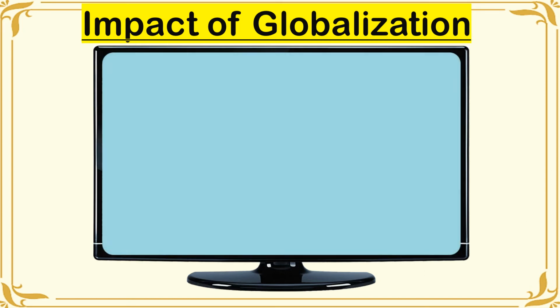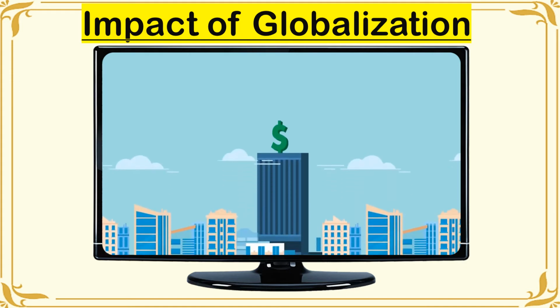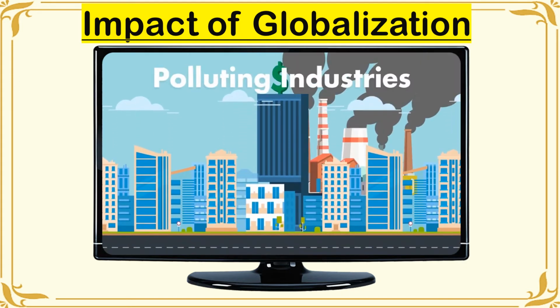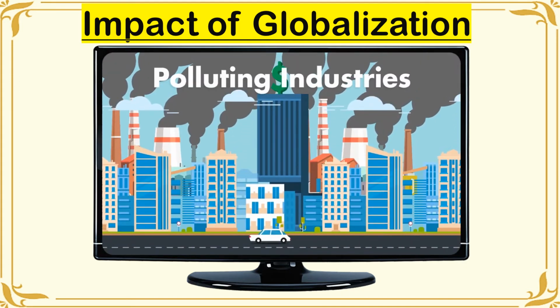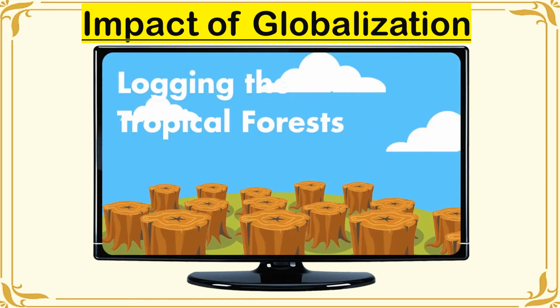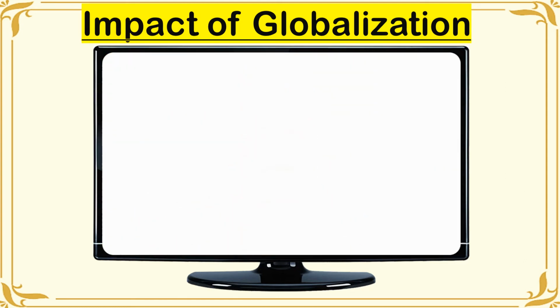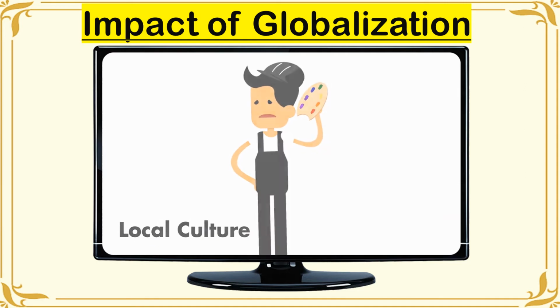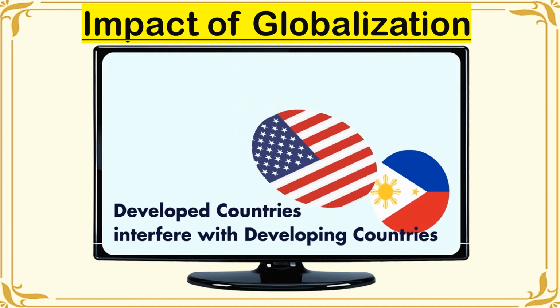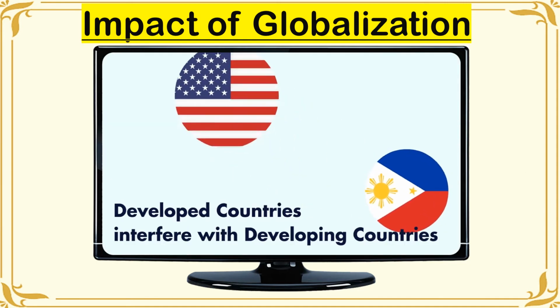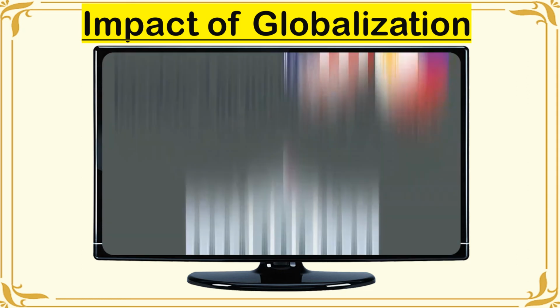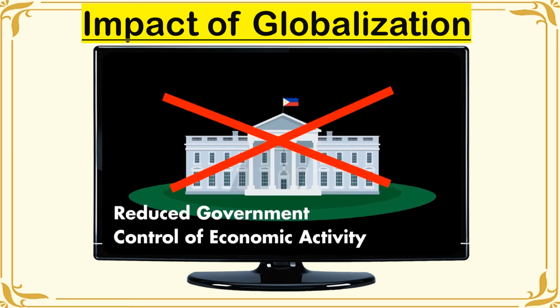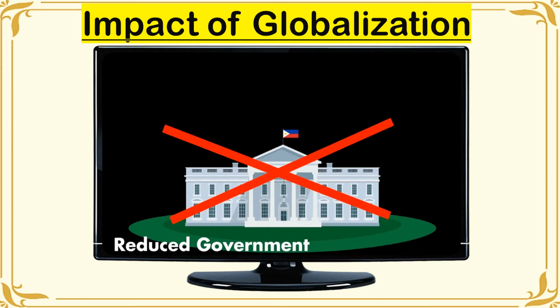Some groups also claim that the TNCs take advantage of developing countries by polluting industries in their borders, logging their tropical forests, and exploiting their labor. Other concerns include the loss of local culture, the tendency for developed countries to interfere in the affairs of developing countries, and a reduced power of governments to control economic activity.